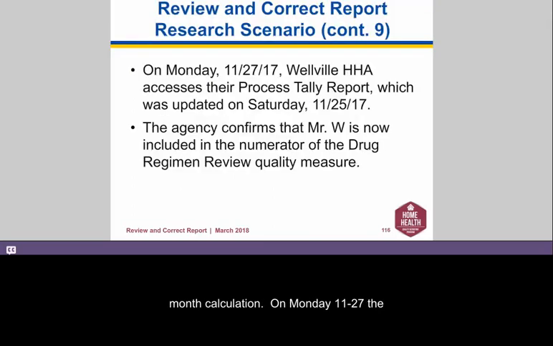On Monday, 11/27, the agency now accesses their process tally report, which was updated on Saturday, 11/25. The agency can now confirm that Mr. W is now included in the numerator of the drug regimen review quality measure.